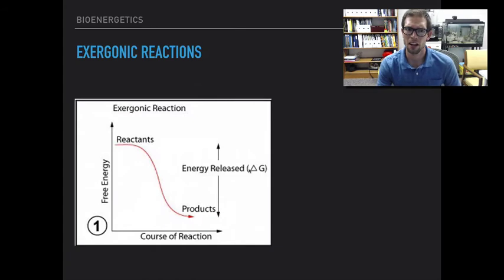Now, all exergonic reactions are said to be spontaneous, which means that given time, they will occur on their own. So reactants tend to want to go down. Free energy could be thought of as potential energy that wants to be released, and maybe that energy could be lost as heat. So it's naturally going to go down this hill. So it's going to happen spontaneously, that means without the input of additional energy.